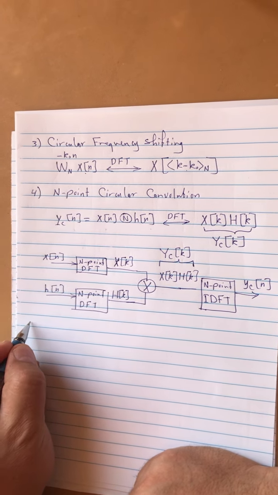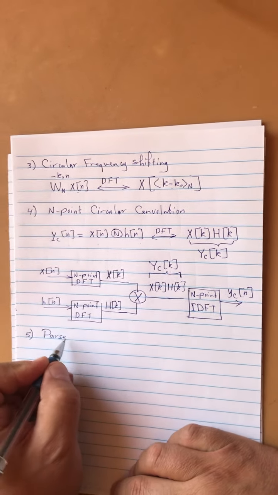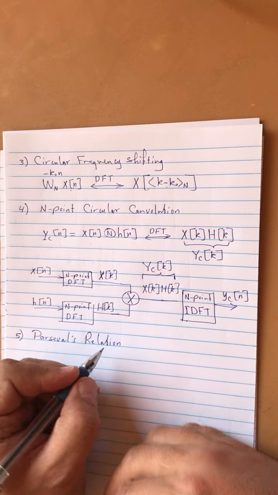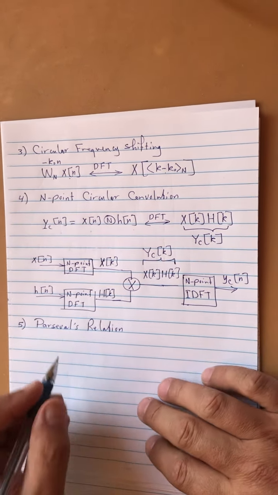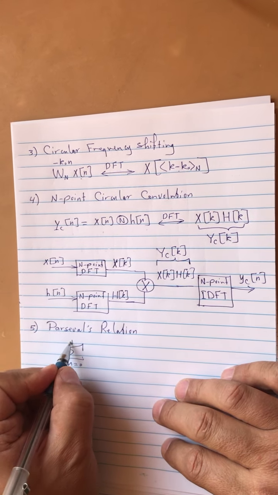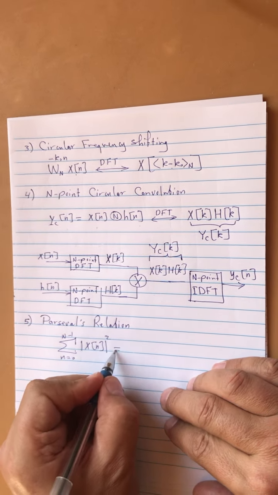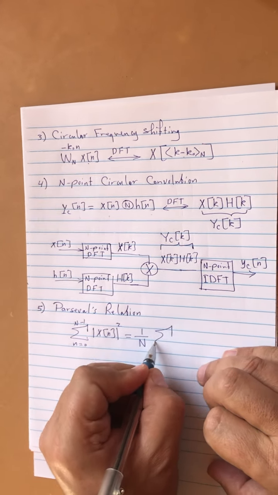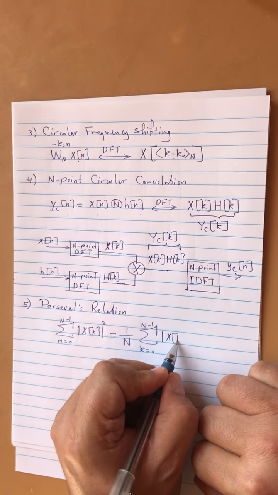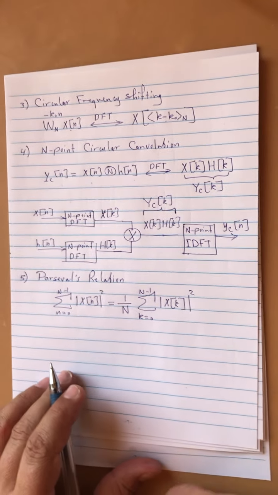Okay, the last theorem that we are going to discuss today is Parseval's relation. And Parseval's relation states that the summation from n equals 0 up to N minus 1 of the magnitude of x of n squared is equal to 1 over N times the summation from k equals 0 up to N minus 1 of the magnitude of X of k squared. So Parseval's relation is related to the energy of the sequence.